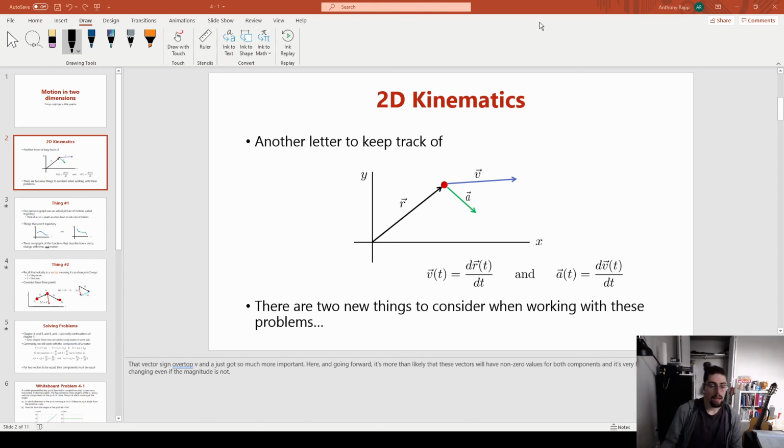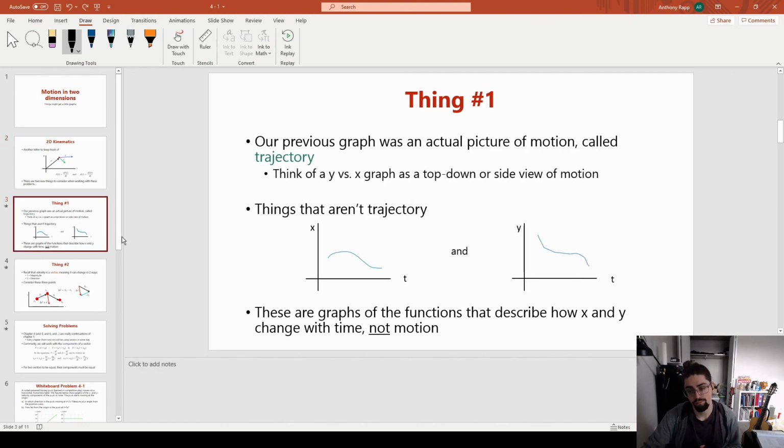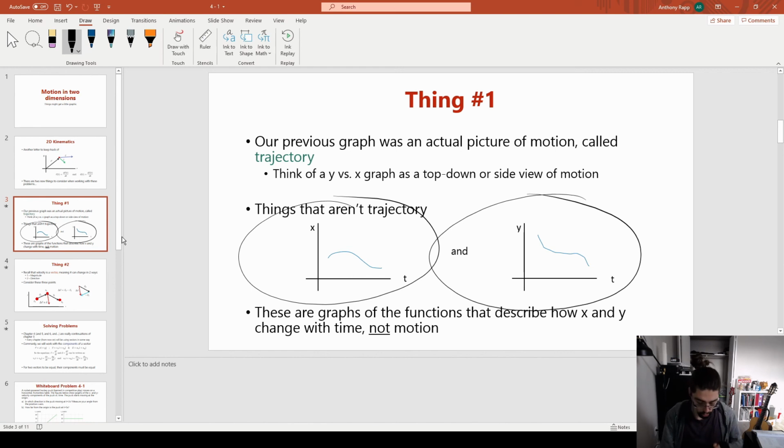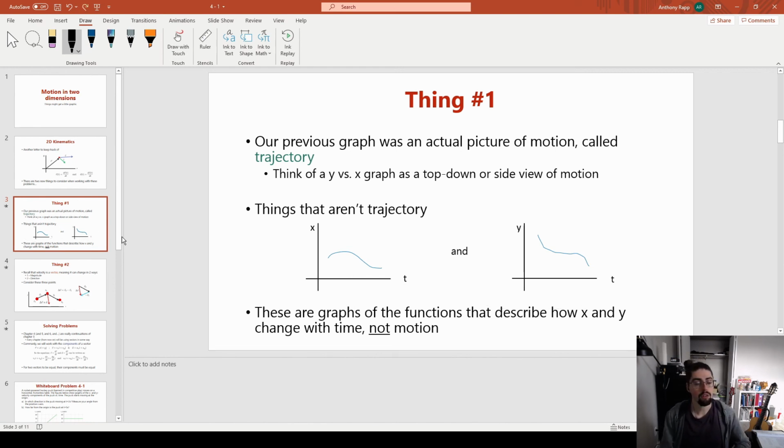So, as we're dealing with these problems, I've got 2 things that I'd like you to consider. First is the trajectory of the object that we're looking at. This is going to be a really fantastic way to draw these things out and help visualize them. So previously, we have been working with graphs like what we see down here. Both of these are not trajectory. Trajectory is what happens when you're trying to do something like a long exposure photograph.